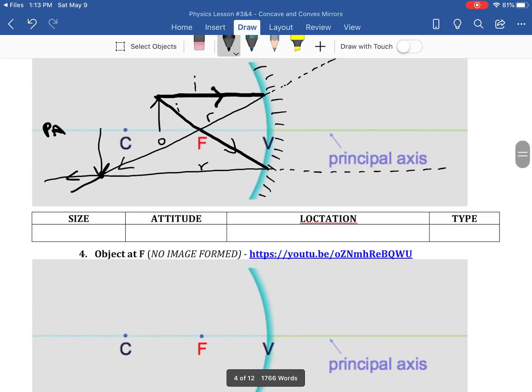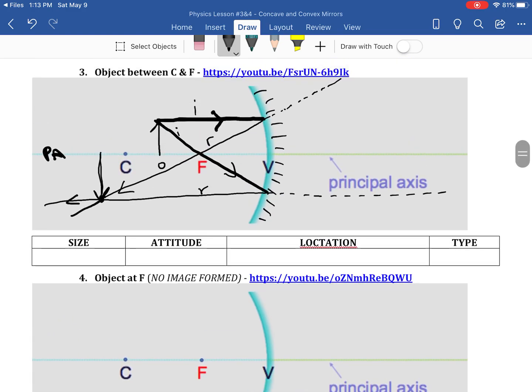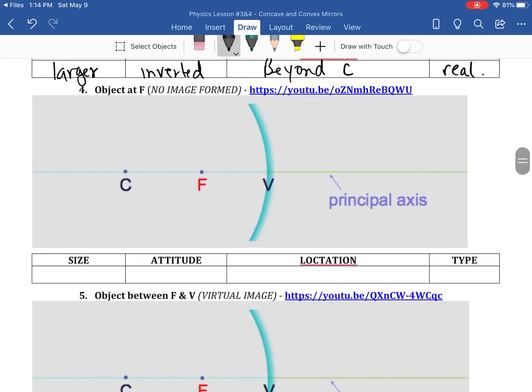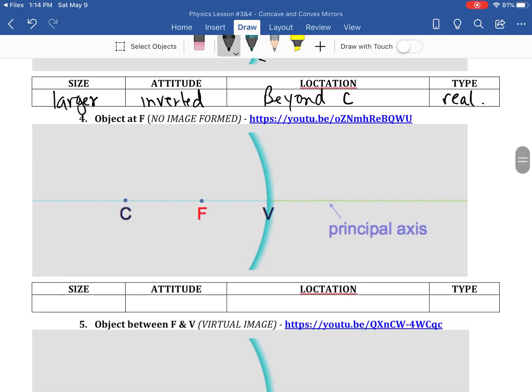Let's see if I did that correctly. Okay, where am I here? There we go. There's my image right here. All right, it's definitely larger. It's inverted. Location is beyond C. Good. And it is in front of the mirror, so therefore it is real. Excellent. Okay, that's the first case. Let's look at the next case.